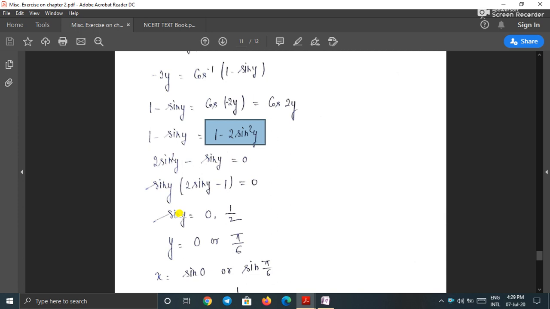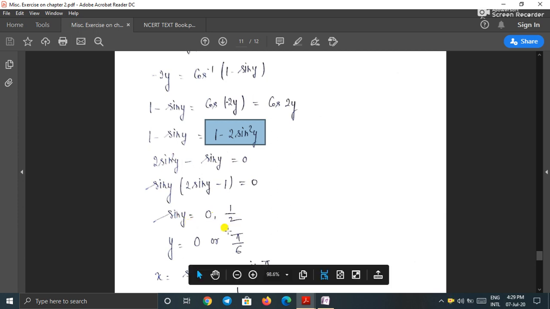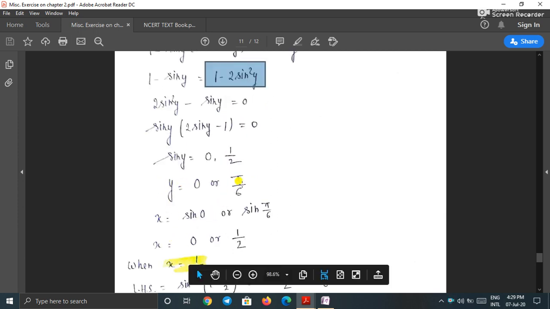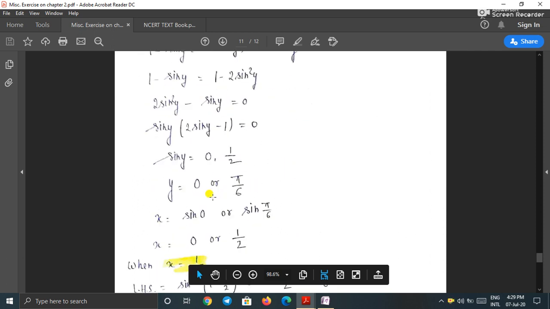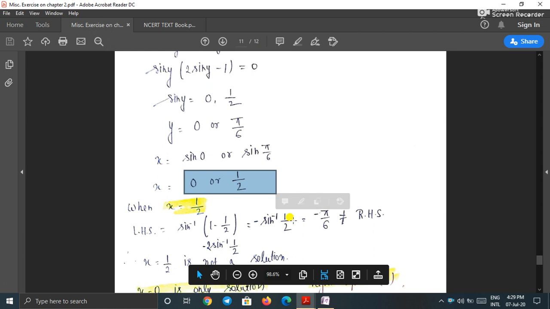You will get the two values of sin y, 0 and 1 by 2. Means the value of y is 0 or pi by 6. But we have to find the value of x, and x is what? X is equal to sin y, means x is equal to sin 0 or sin pi by 6. X is equal to 0 or 1 by 2, means we will have two values, 0 and 1 by 2.